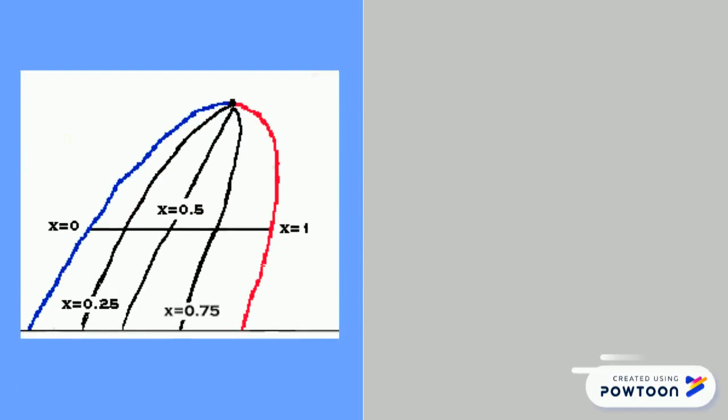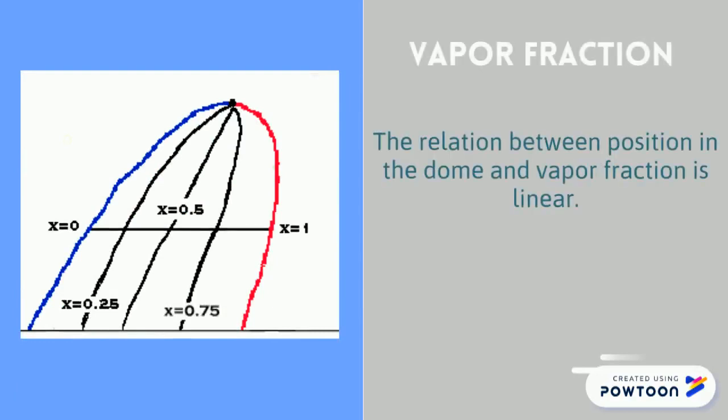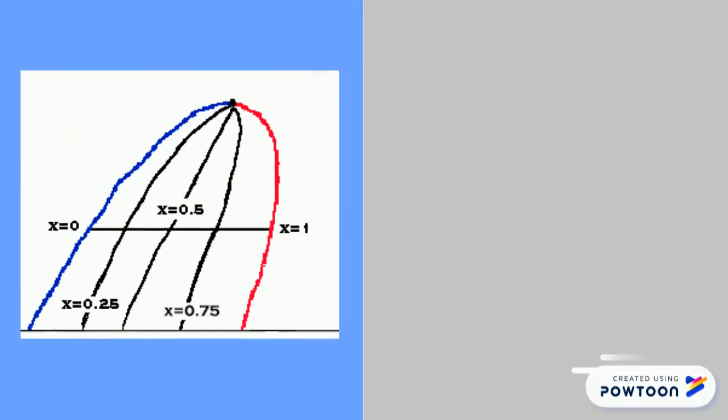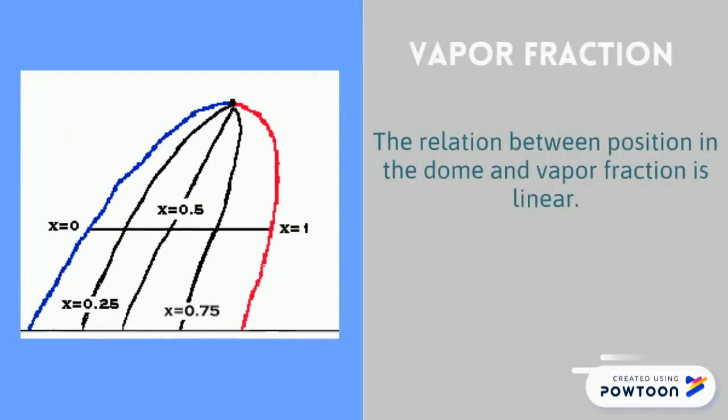The relation between position in the dome and vapor fraction is linear. That is, a point halfway between the saturated vapor line and the saturated liquid line has a vapor fraction of 0.5. A point that is 3 times farther from the liquid line than the vapor line has a vapor fraction of 0.75. This kind of calculation follows the lever rule.